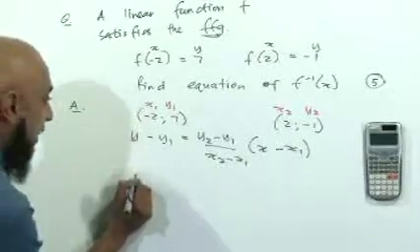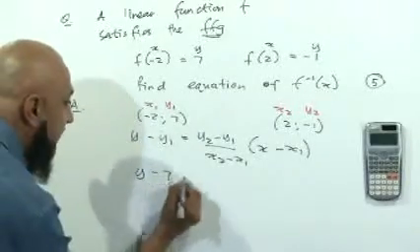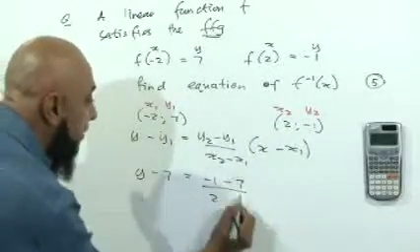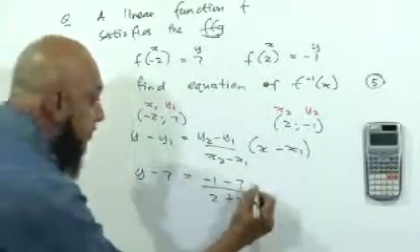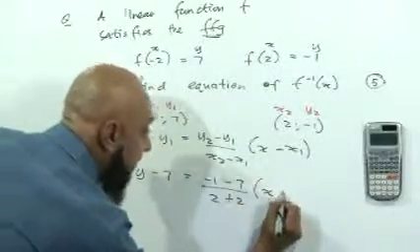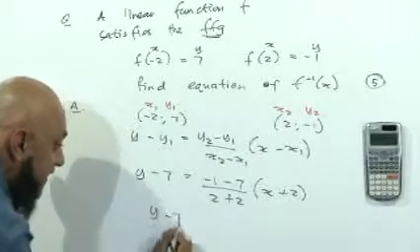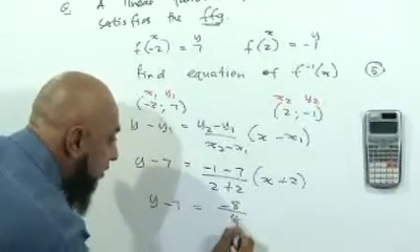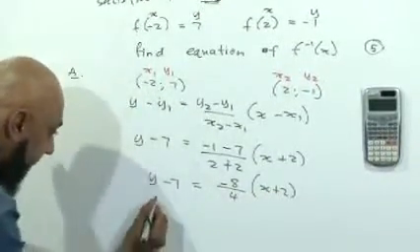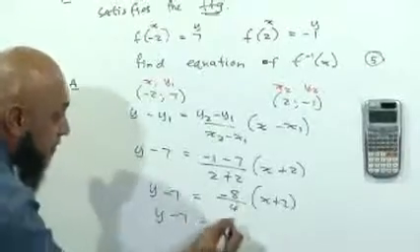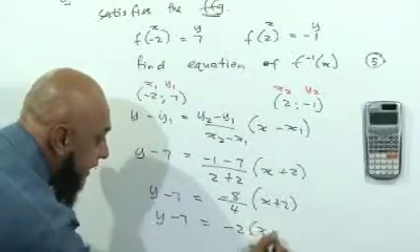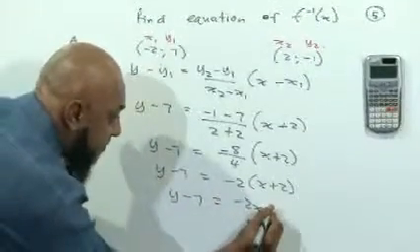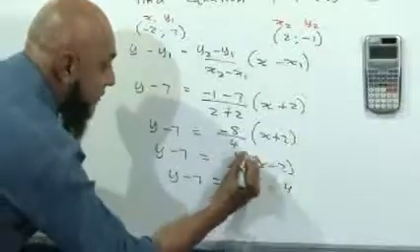Right, so y minus y1, y minus 7, is equal to (y2 minus y1) over (x2 minus x1), which is (minus 1 minus 7) over (2 plus 2), into (x minus x1), which is x plus 2. Cameraman, I hope you're getting this. Minus 8 over 4 into x plus 2. So y minus 7 is equal to minus 8 over 4, which is minus 2, into x plus 2. So y minus 7 is equal to minus 2x minus 4. We're multiplying those two out.